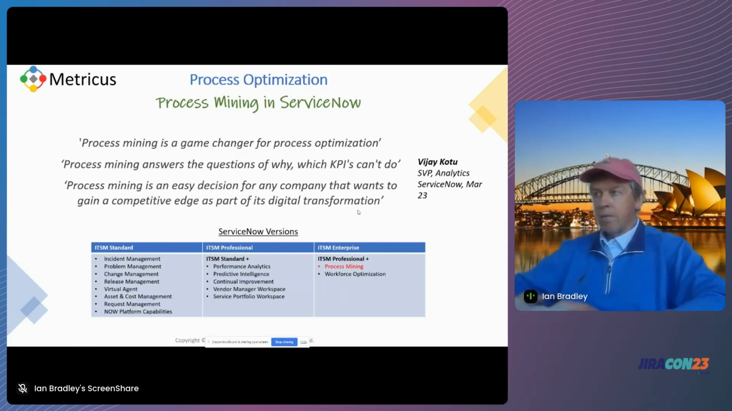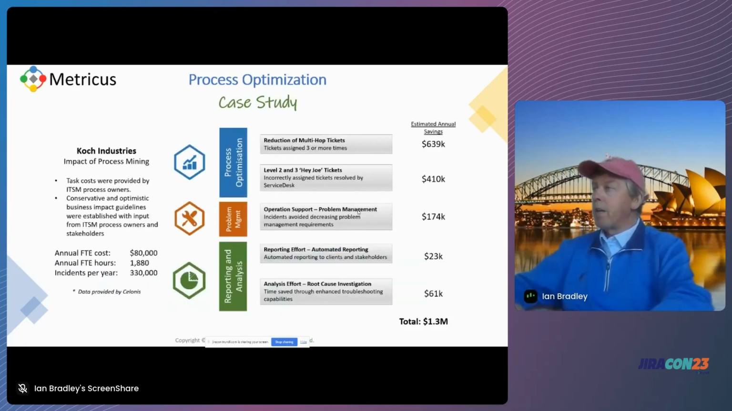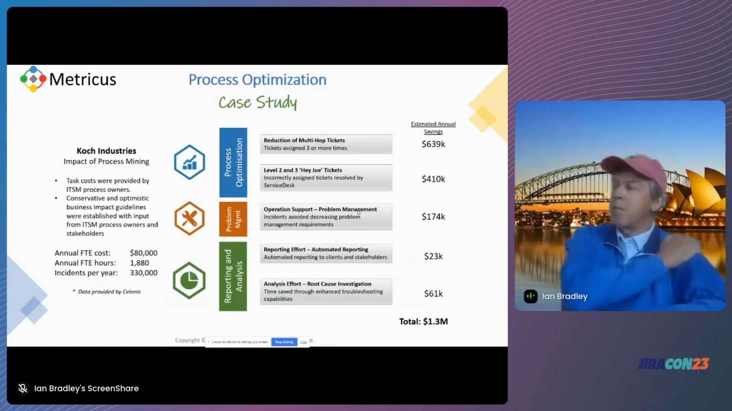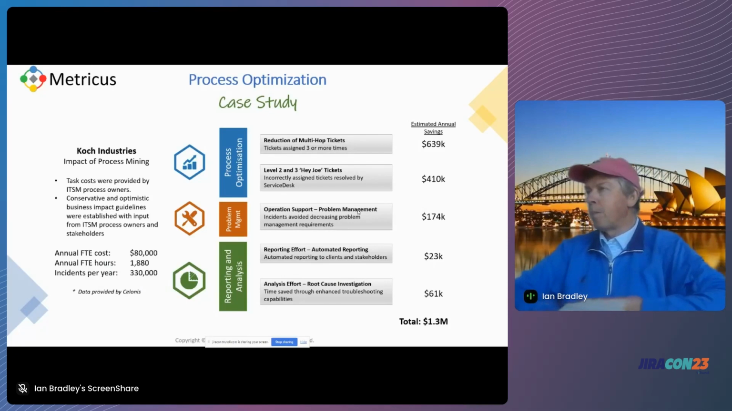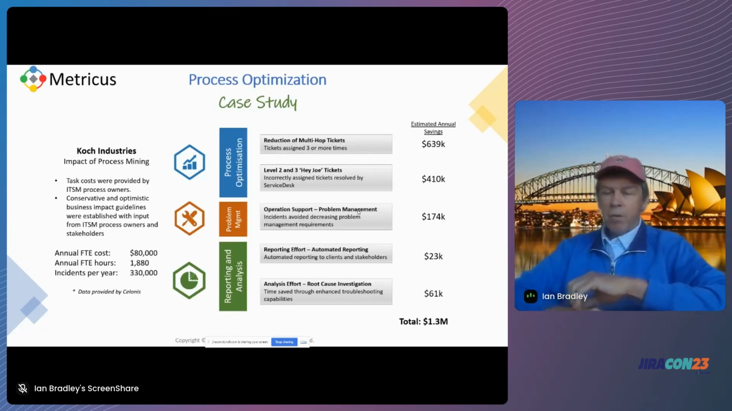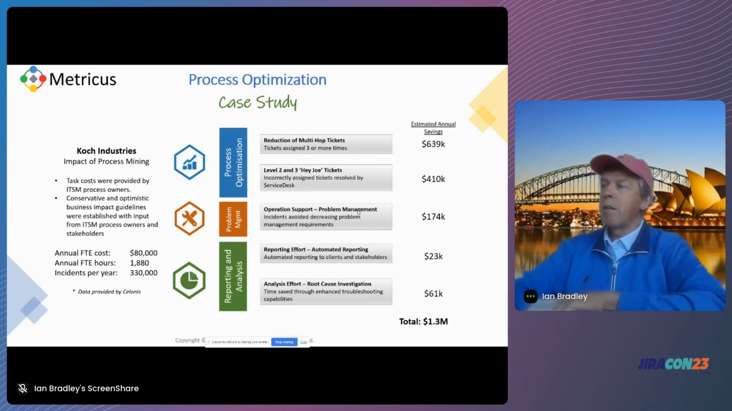So this is a proven way of doing process optimization. On that note, Celonis is the largest enterprise process mining player. And a couple of years ago, they did a process mining project for Koch Industries. This was ServiceNow. Large volumes, over 300,000 incidents per year. They gathered all the data and they saved over $1 million through a process optimization project.